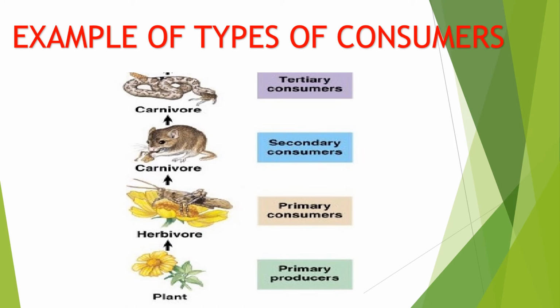Next is the example of types of consumers. You can see in the picture, plants are the primary producers. Start from the bottom. Plants are the primary producers. They are eaten by the herbivores, which are known as primary consumers. Herbivores are eaten by the small carnivores, known as secondary consumers. And small carnivores are eaten by large carnivores, which are known as tertiary consumers. So all of these are the types of consumers.